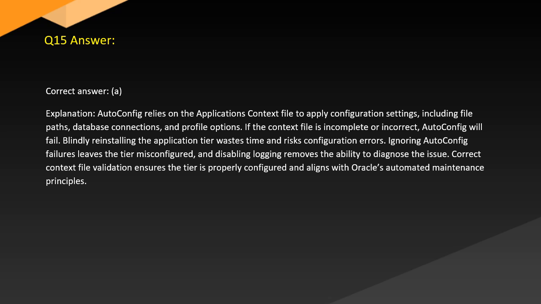Answer. Correct answer. A. Explanation. Autoconfig relies on the application's context file to apply configuration settings including file paths, database connections, and profile options. If the context file is incomplete or incorrect, autoconfig will fail. Blindly reinstalling the application tier wastes time and risks configuration errors. Ignoring autoconfig failures leaves the tier misconfigured, and disabling logging removes the ability to diagnose issues. Correct context file validation ensures the tier is properly configured and aligns with Oracle's automated maintenance principles.